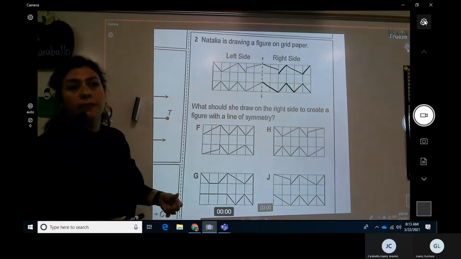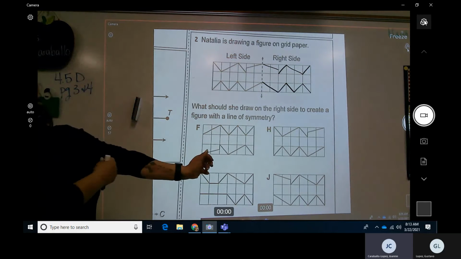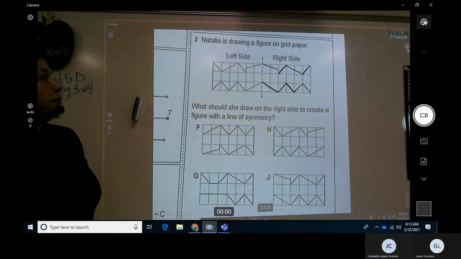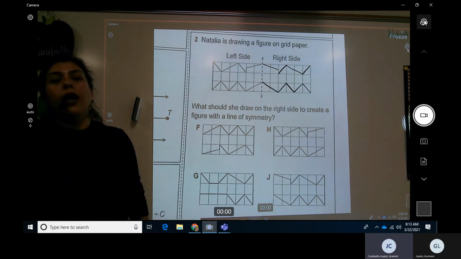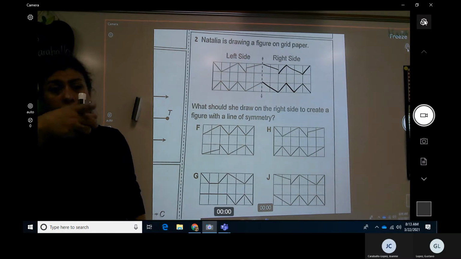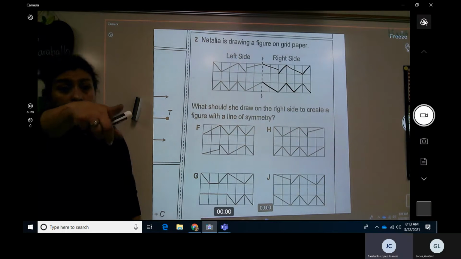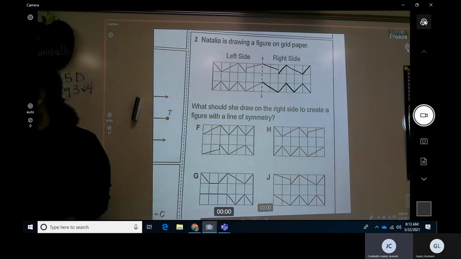J. ¿Quién la sacó correcta? Okay. So, do we understand what a line of symmetry is? Yes or no? If you got it wrong, is it because you don't understand? Sir, do you understand? Okay, perfect. Let's move on.